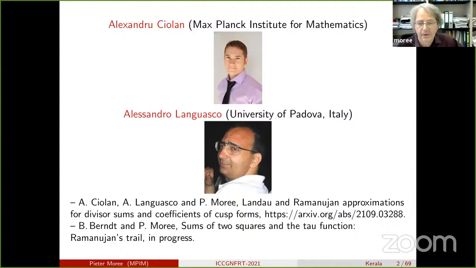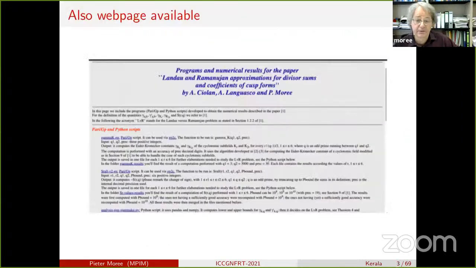And there is meanwhile a preprint on the arXiv. The work is available, and I'm also writing something more historical together with Bruce Berndt. So that's a great honor for me, to write something with such a great expert on Ramanujan. There is also a web page available. If you look at the article on the arXiv, you can see the information for this web page where the programs are available.